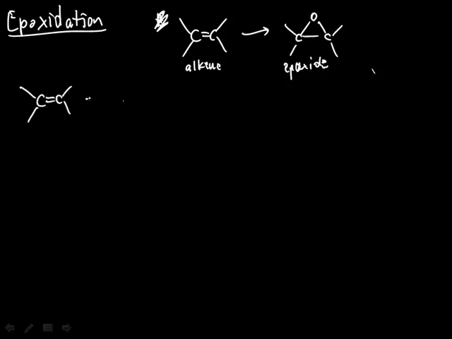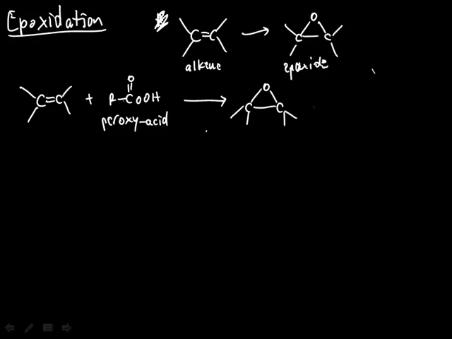We start with an alkene, and we react the alkene with this unusual looking compound which is known as a peroxy acid. This is basically a carboxylic acid which has one extra oxygen and is able to transfer that oxygen onto an alkene to give us an epoxide and transform itself into just a normal carboxylic acid.